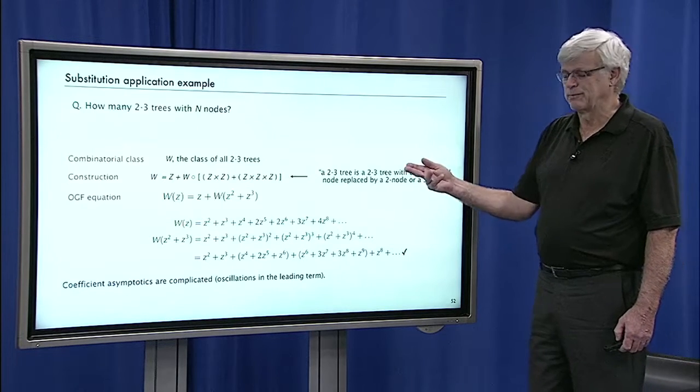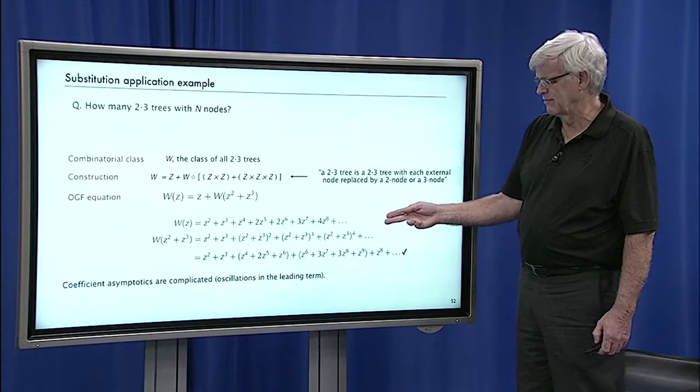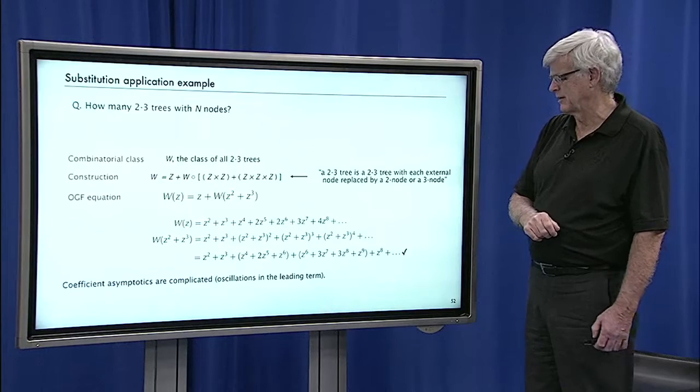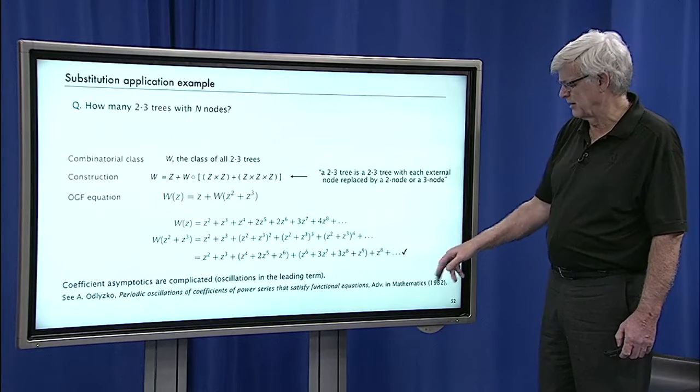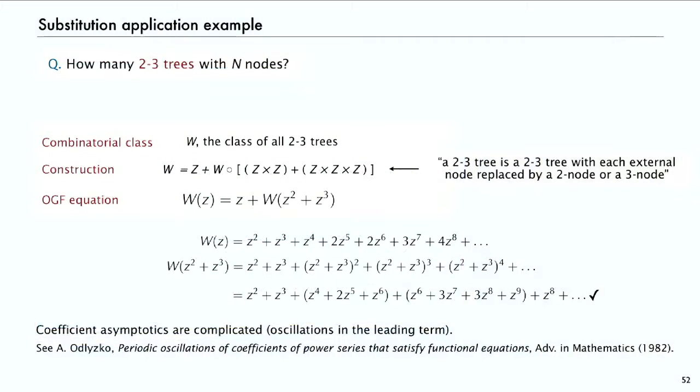Now, coefficient asymptotics of this one is extremely difficult, and we'll talk a bit about it later. It actually has oscillations in the leading term, and that's a reference for that, but we'll talk about it later.